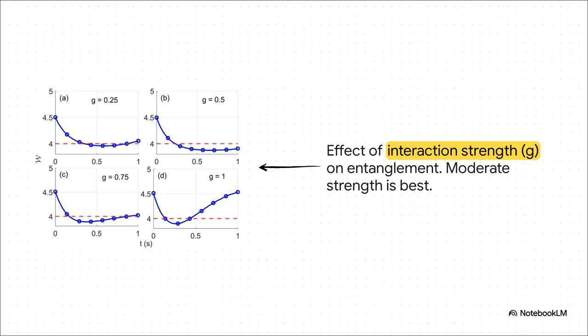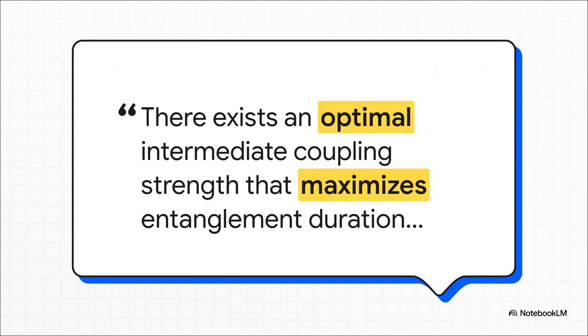It's like if the spring is too weak, the signal gets lost, but if it's too strong, they just move like one rigid object, and you lose the subtle correlation. And the researchers say it themselves, it's not about making the connection as strong as possible. No, it's about finding the balance. There is a perfect, just right strength that lets this spooky correlation hang around for as long as possible.